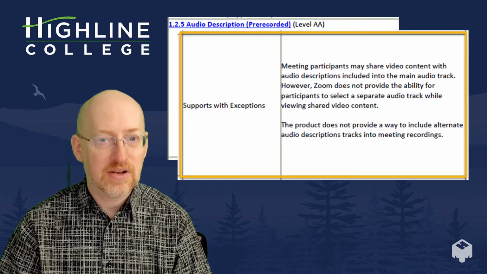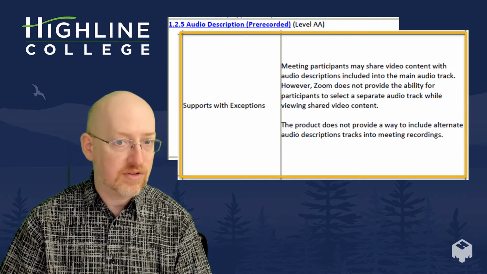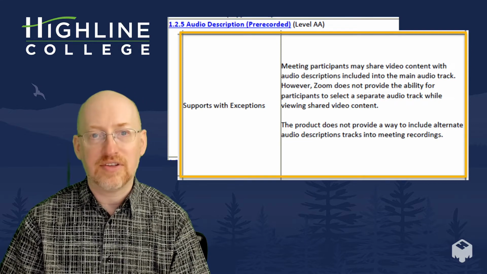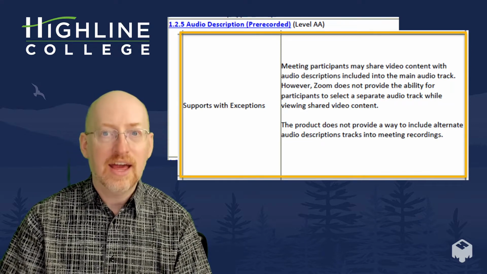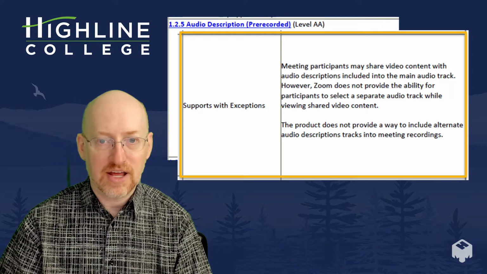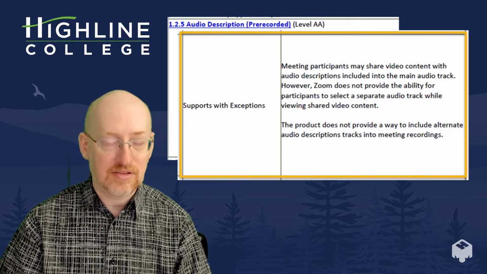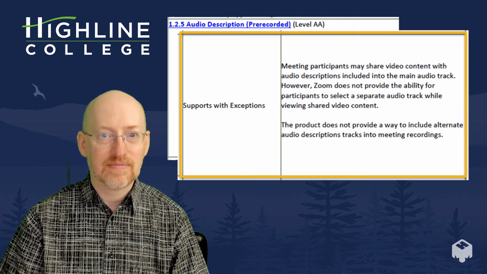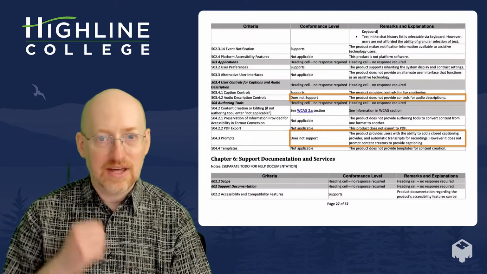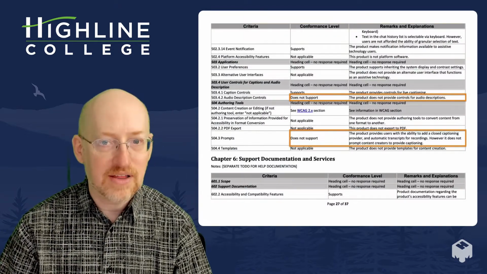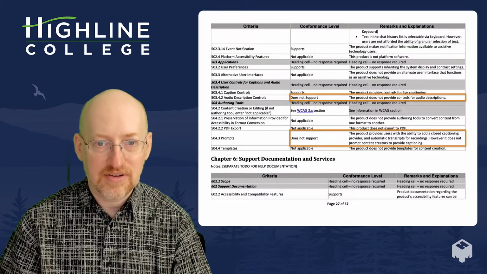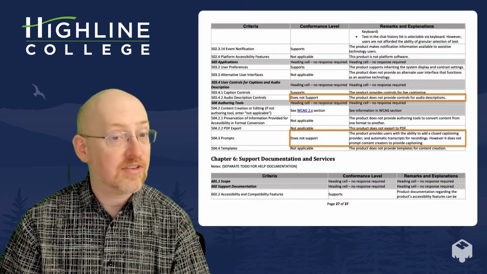Here's a zoom into the criteria that was listed as supports with exceptions. In this particular case, it's audio description pre-recorded, and Zoom gives a little bit more information as to exactly what it means that they say supports with exceptions. Now we've jumped ahead to some of the level AAA criteria, and in this case we have a couple instances where Zoom is listing these as does not support.